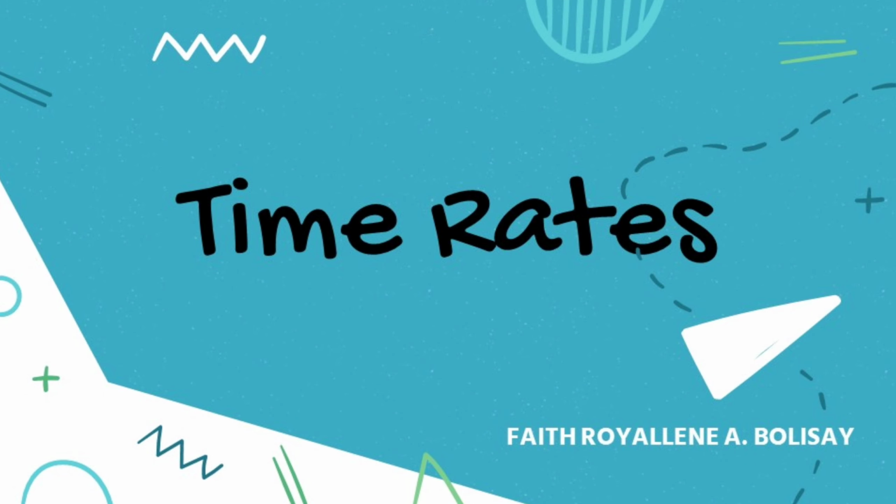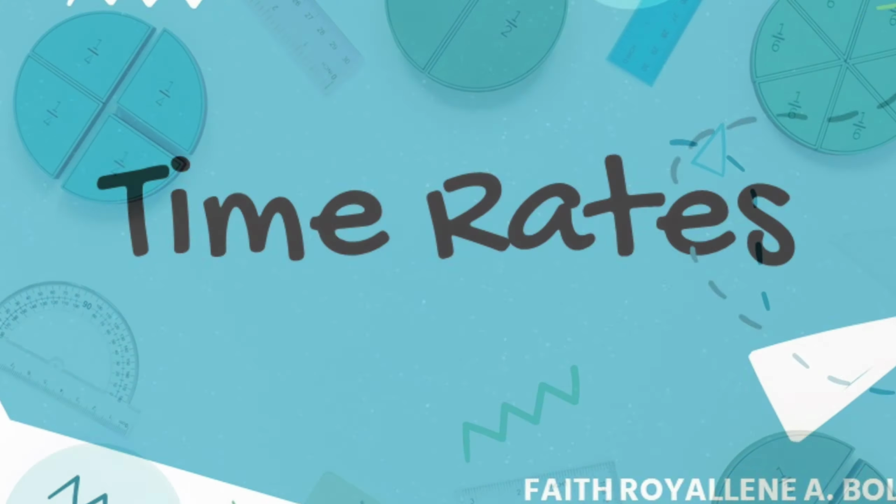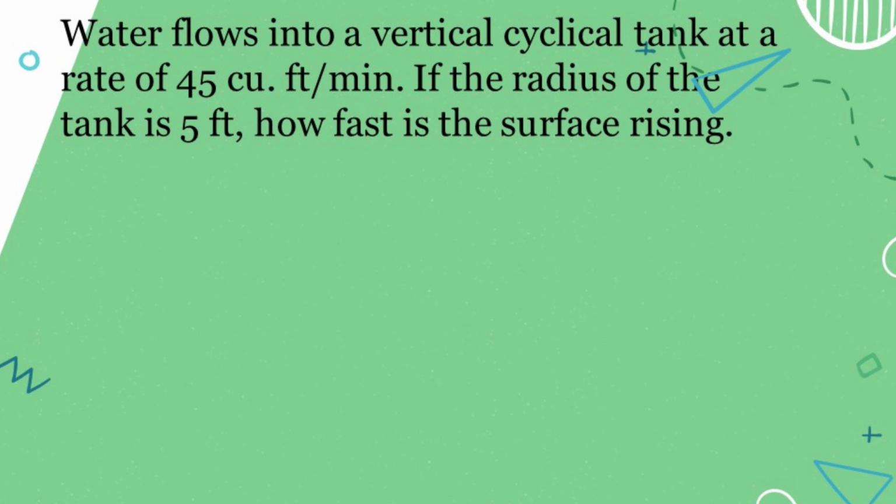Let's go now to time rates. Our problem in time rates is: water flows into a vertical cylindrical tank at a rate of 45 cubic feet per minute. If the radius of the tank is 5 feet, how fast is the surface rising?